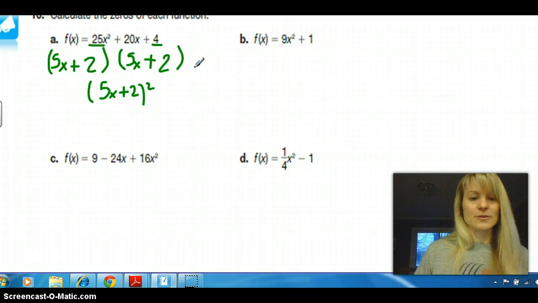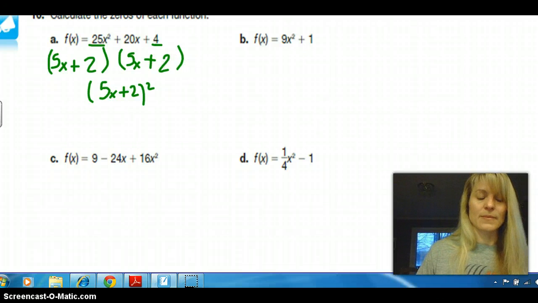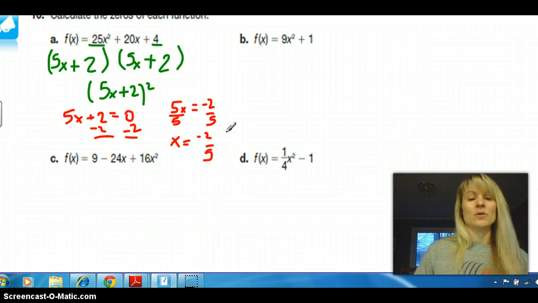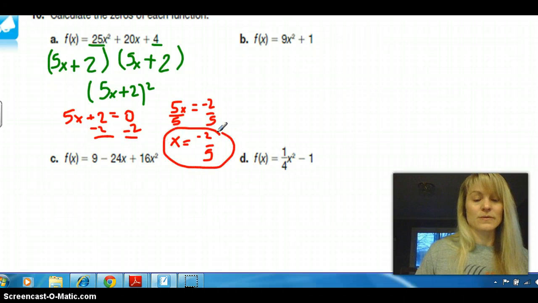But again, if we want to find the zeros, all we have to do, because these are the same, is we have to set it equal to 0. So we have 5x plus 2 equals 0. Subtract the 2 over. So that's going to give me 5x equals negative 2. And then we divide by 5 and 5. And so the root, or the x-intercept, is going to be negative 2/5. And because these are the same, it's only going to have one root. It's only going to touch the x-axis at negative 2/5.